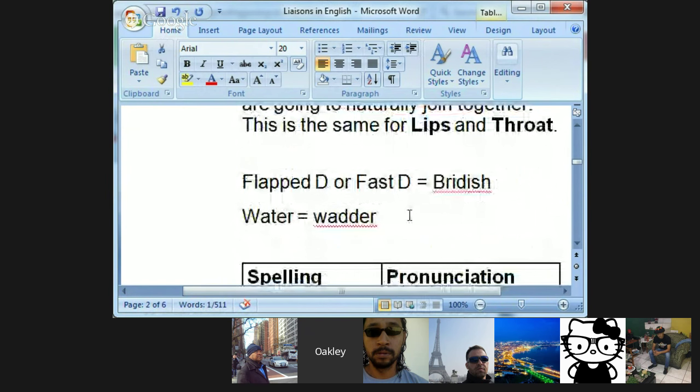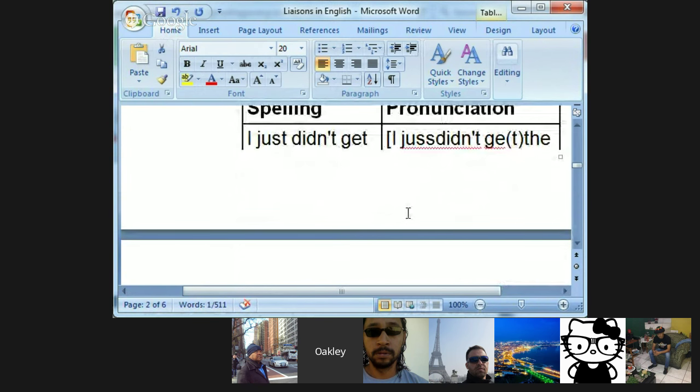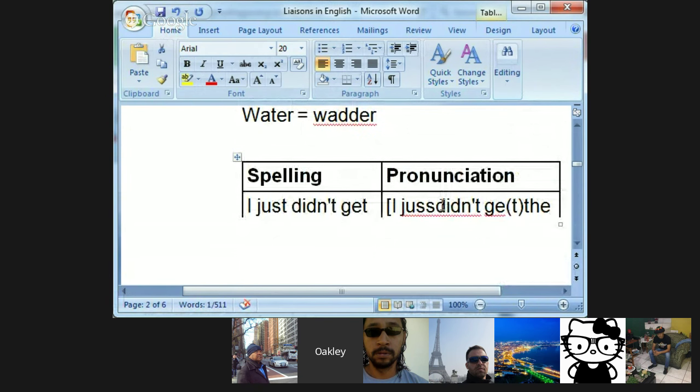And it's much easier to reduce a D sound. Well, whatever, I'm getting ahead of myself. So, okay, "I just didn't." Really, our T is being folded into the D of "didn't," as well as being reduced. So there's two reasons that it just disappears. "I just didn't get the."